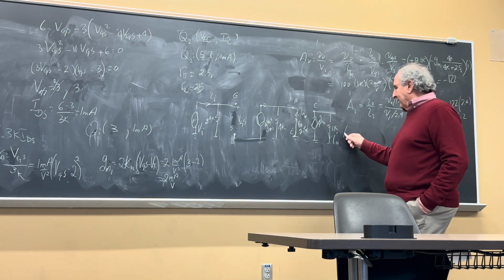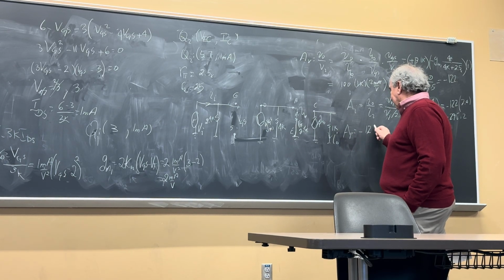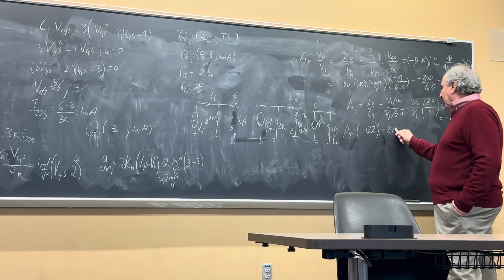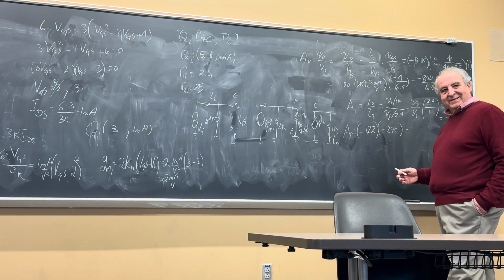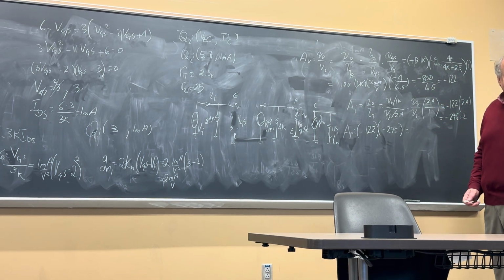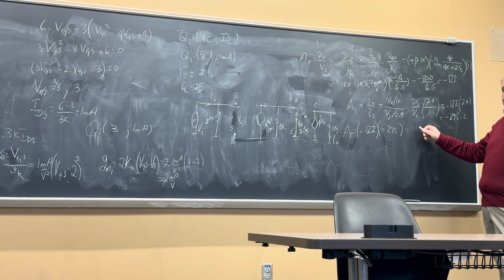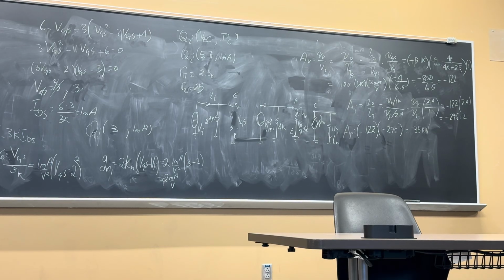How about A power? Power gain. That would be the current gain times the voltage gain. 122 times negative 295. It's positive, right? Power gain, you're gaining power. 35,990. Not 35. Kilowatt per watt.